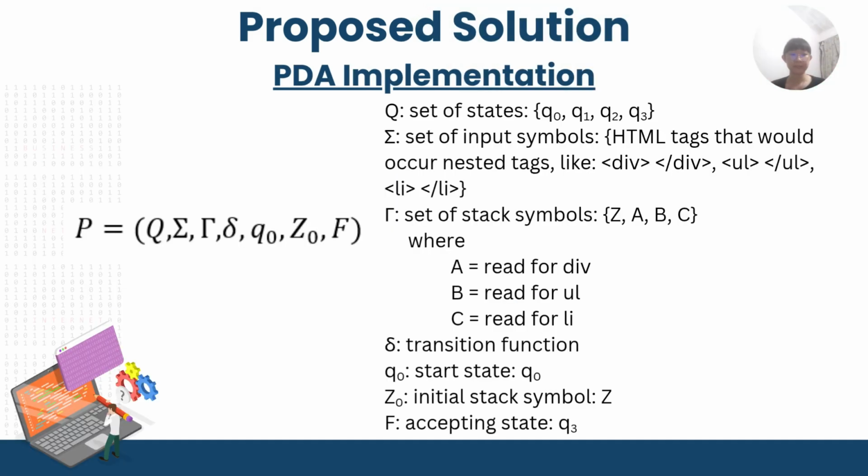This is the formal definition for the PDA design. The sigma is a set of input symbols, which are the HTML tags that would occur in nested tags like div, ul, and li. The gamma is a set of stack symbols where A represents the div category, B for ul category, and C for li.